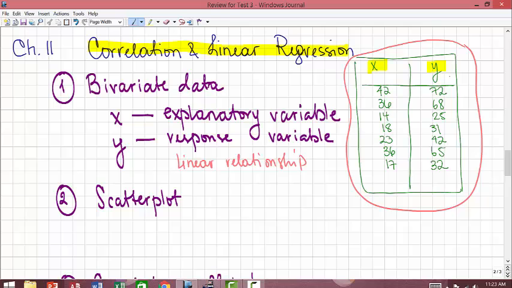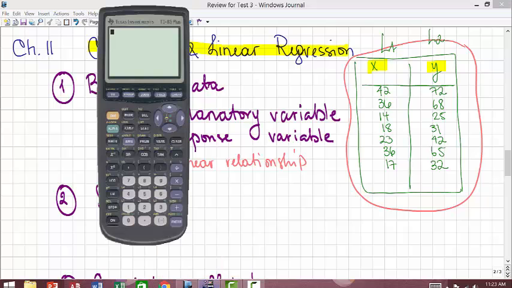Okay, so the first thing that you should do is plug in these values into your columns. So let's say in L1 and L2. All right, now a scatter plot is the first thing that we need to take a look at to make a conjecture if there is a linear relationship or not. So let's go ahead and do that.